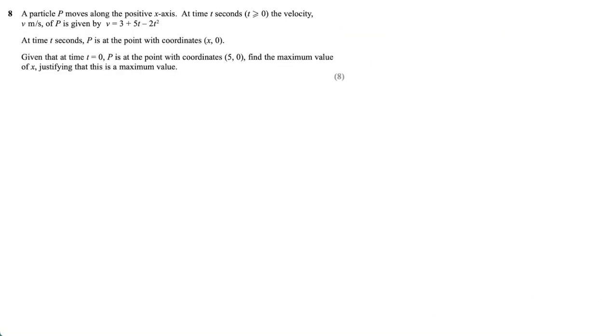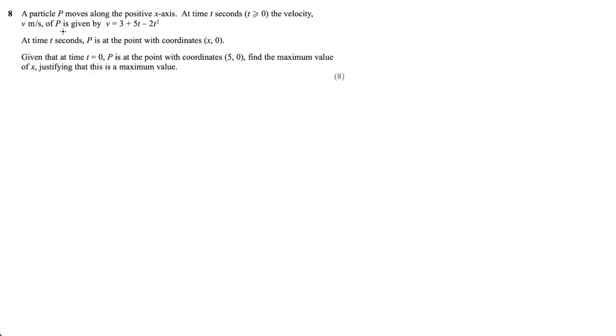A particle P moves along the positive x-axis at time t seconds. The velocity is given by this. At time t seconds P is at the point with coordinates x, 0. Given that at time t equals 0, P is at the point, find the maximum value. That's too many words for me to understand. Okay, let's have a look.